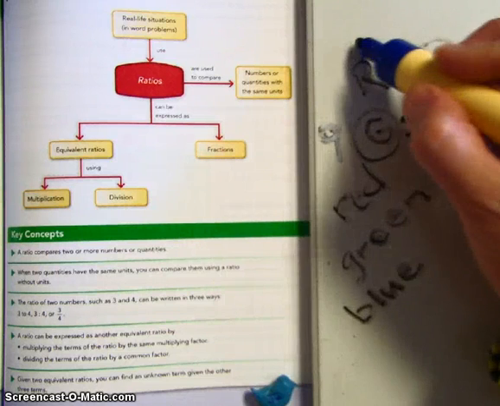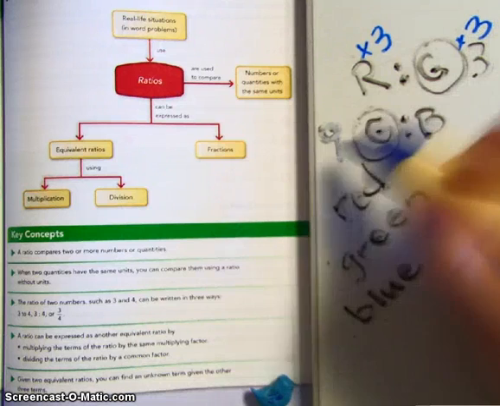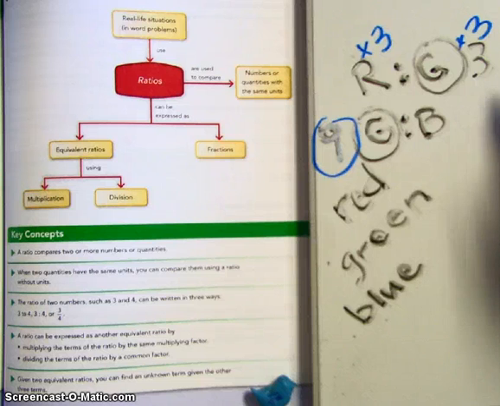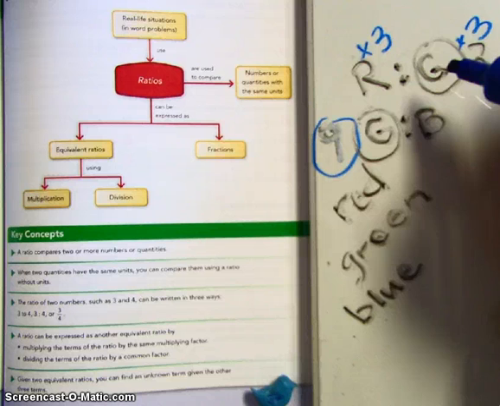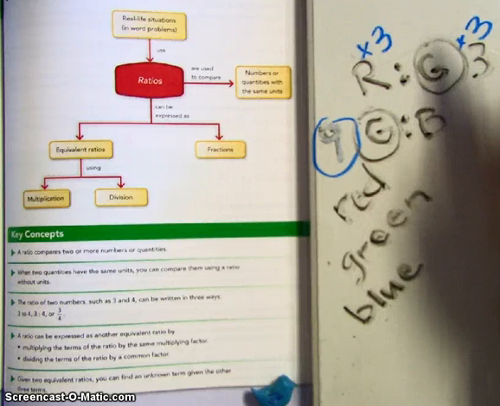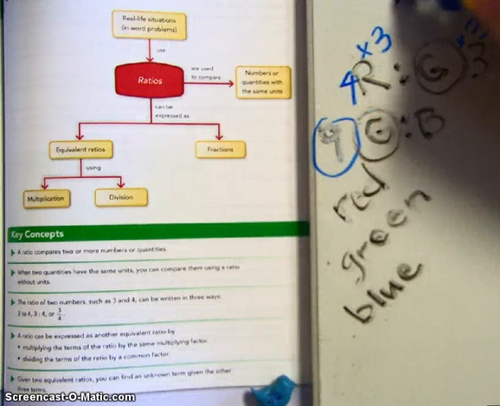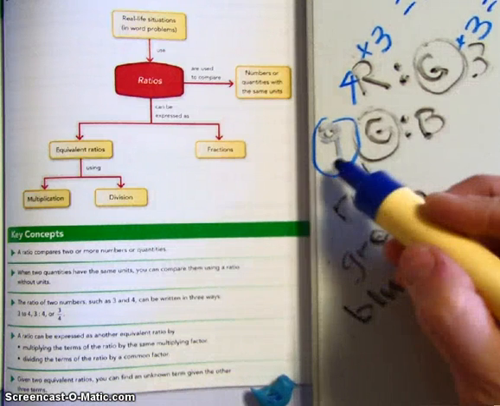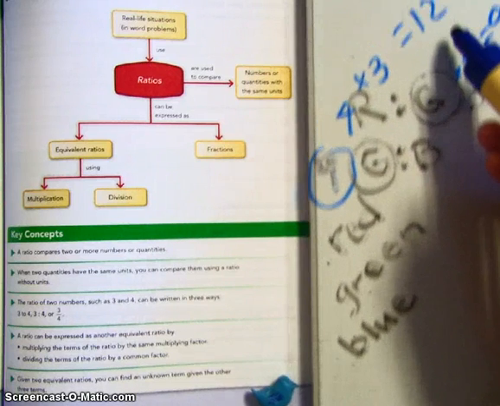So I would times the red marbles by 3, since I had to times the green marbles by 3 to get my 9. And my ratio would then turn to, I believe, something like 4. So let's say there were 4 red marbles, and that would equal 4 times 3 is 12, and 3 times 3 is 9. So now I know how many red marbles is 12. Sorry, I went off the page again.